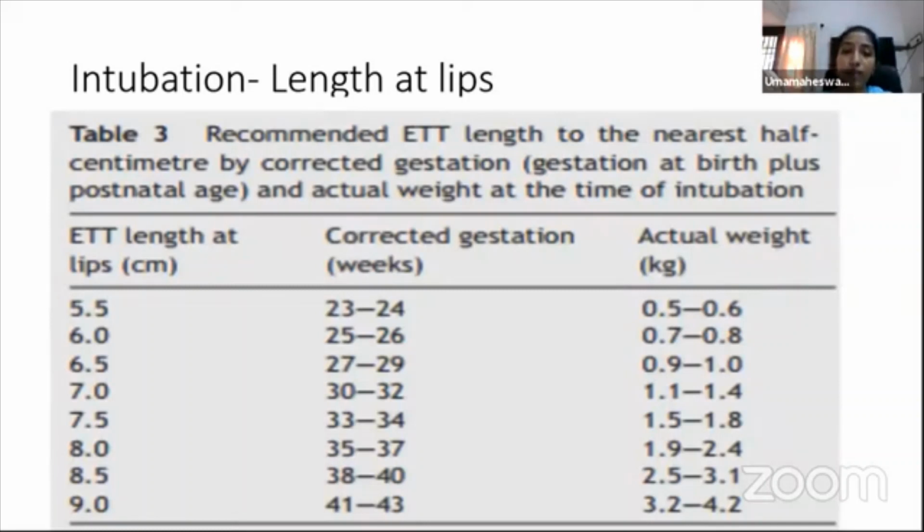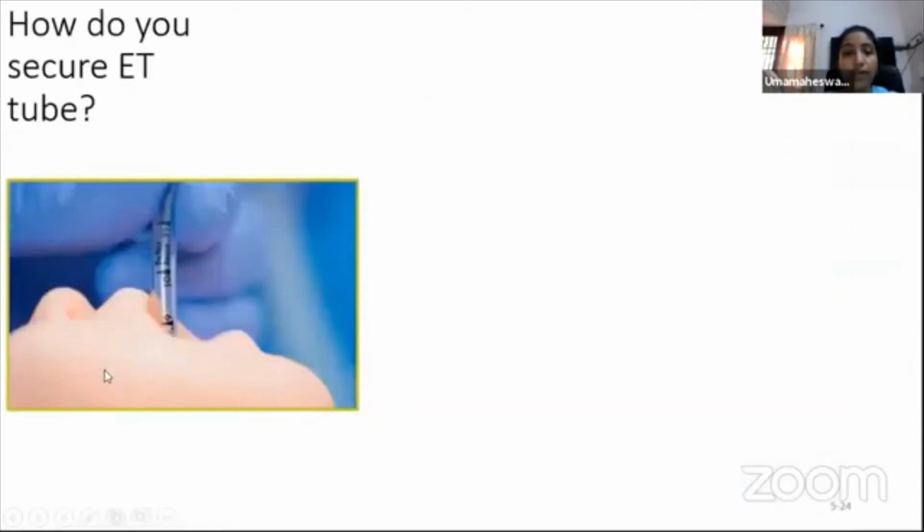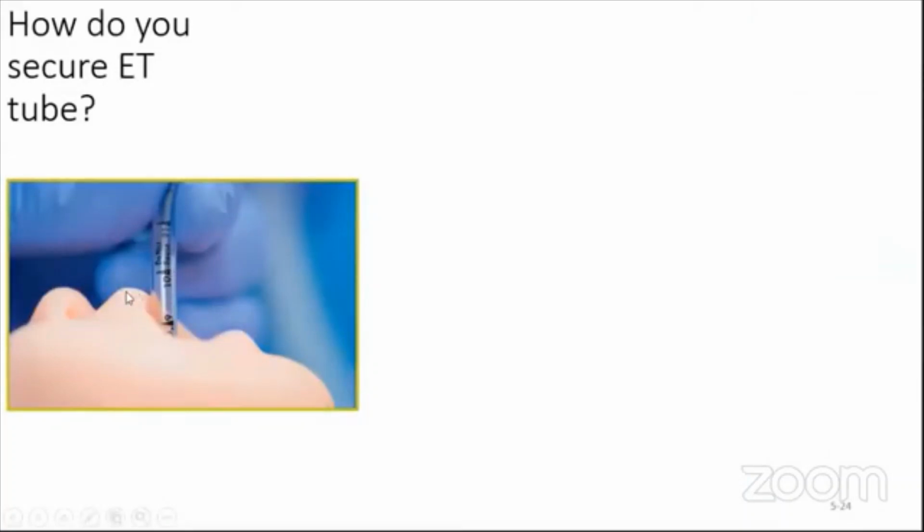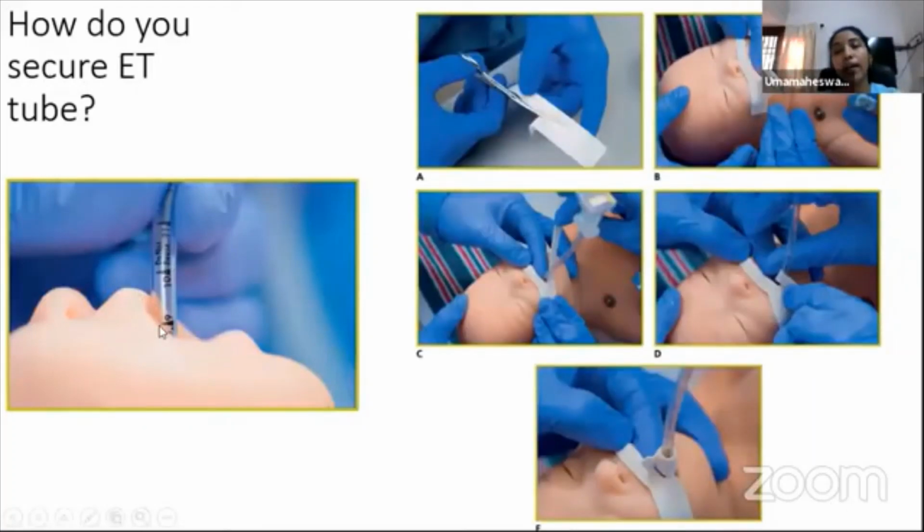This is a chart which is available in the NRP edition, which one could use to fix the ET tube. For example, if it is a 27 to 29 weeker, the ET length at lip would be 6.5 centimeter. The lip as represented here is between 9 to 10, so this 9.5 is the lip level. So it is a very important step to fix the ET tube.